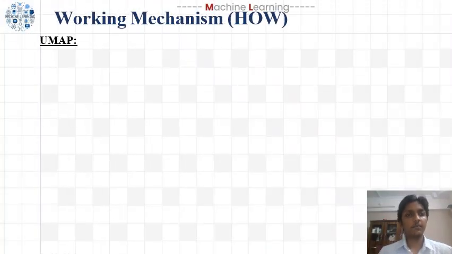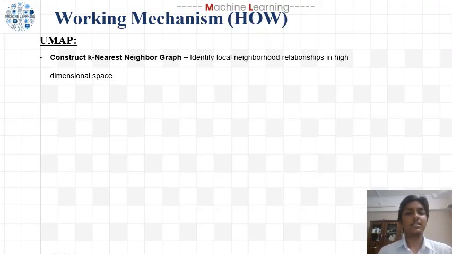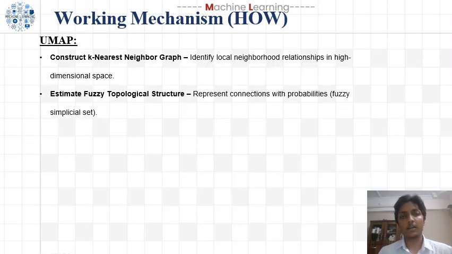Now let's see UMAP, Uniform Manifold Approximation and Projection. So it is similar to t-SNE. It is slightly different. First, we construct k nearest neighbor graph. That is similar to t-SNE. We calculate the distance between each data points in the high dimensional space. Then we estimate fuzzy topological structure, that is calculate the probability, transforming the distance to probabilities.